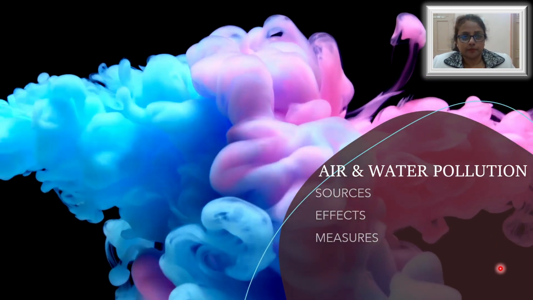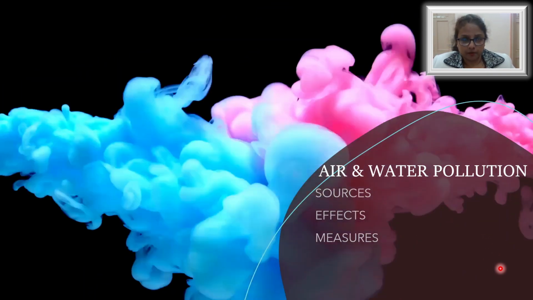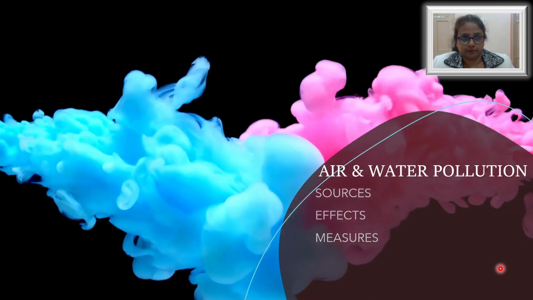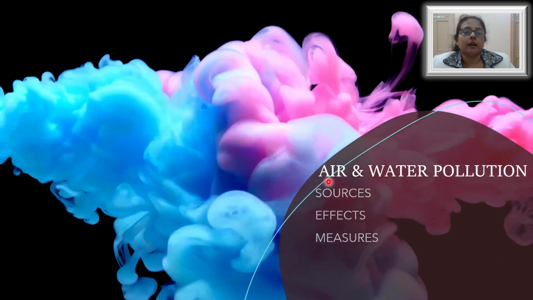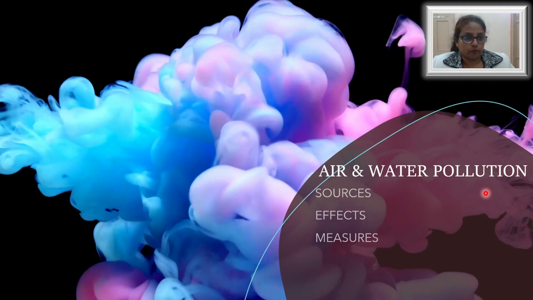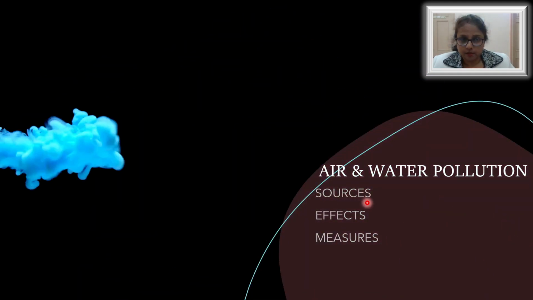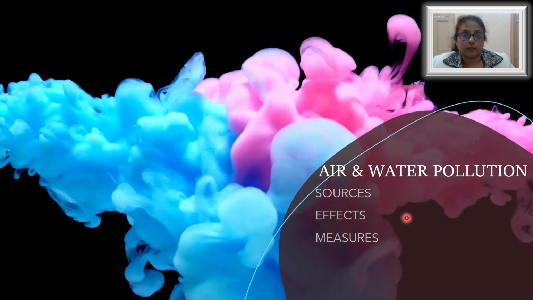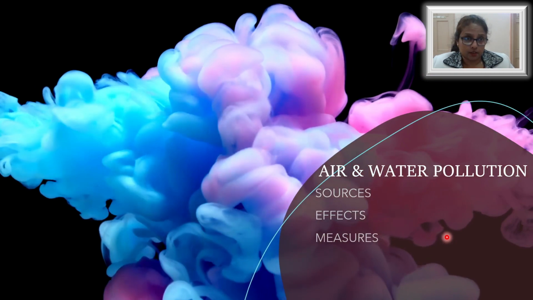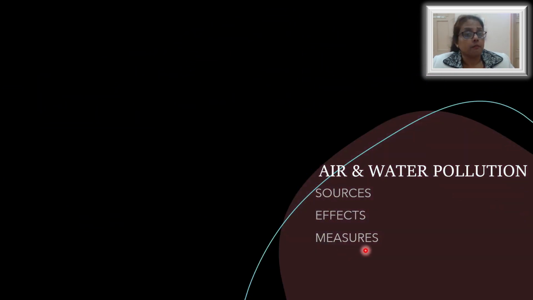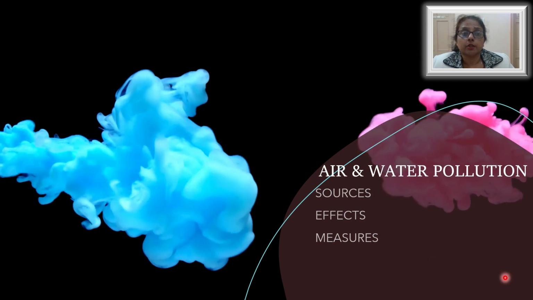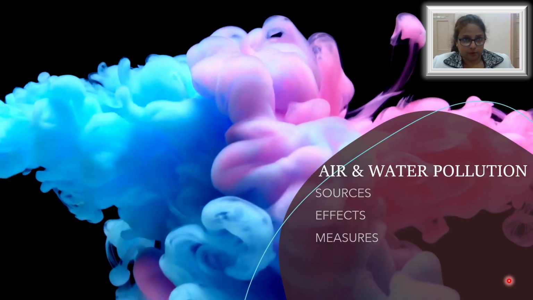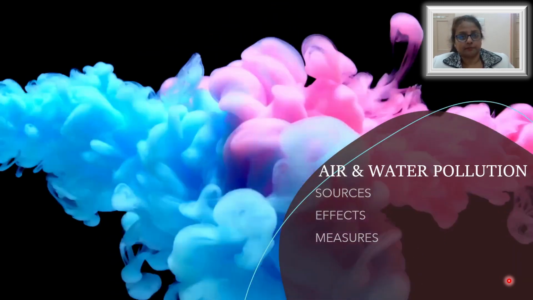Good morning, students. Today we are going to take up a topic which you are very well acquainted with, and that is pollution. In this lesson, we are going to focus on air and water pollution, their sources, what effects they have on human lives and vegetation, and what measures or mitigation methods we can adopt to reduce air and water pollution. So let's begin with the lesson.